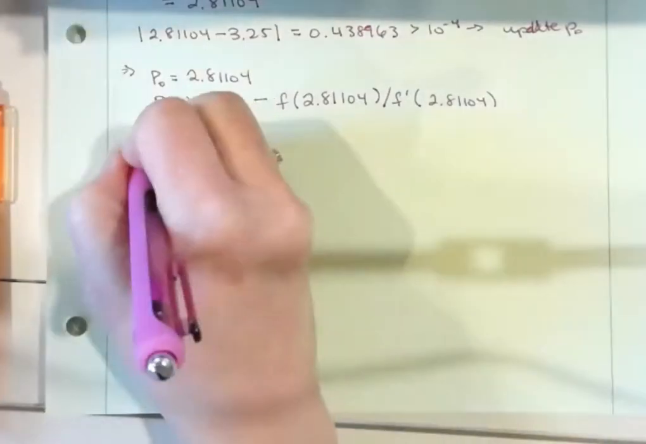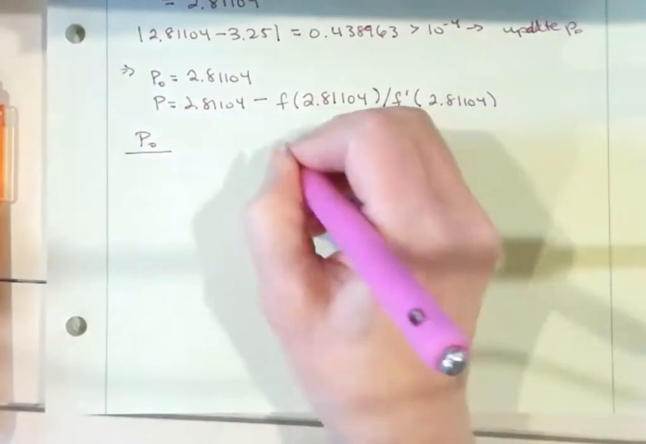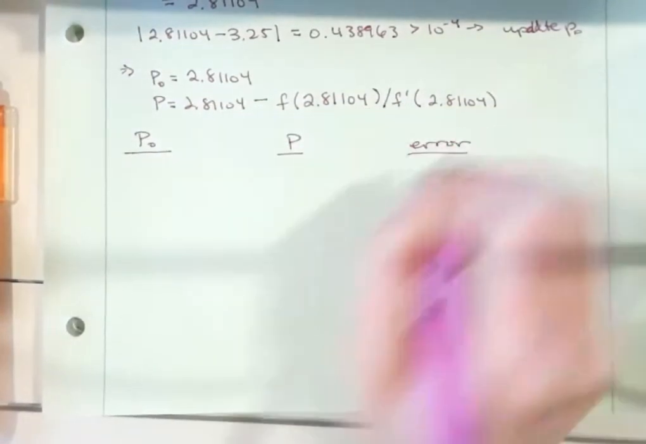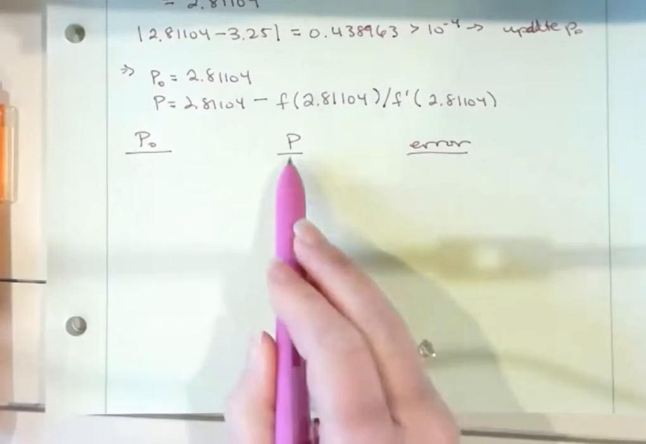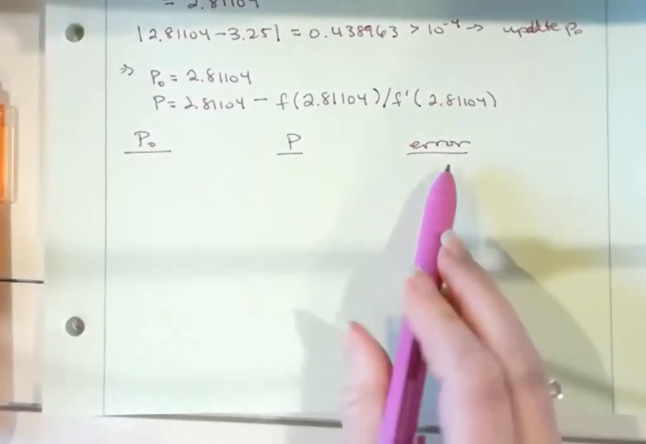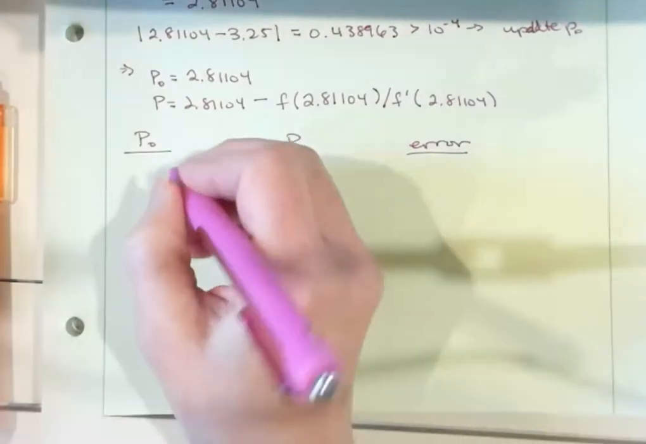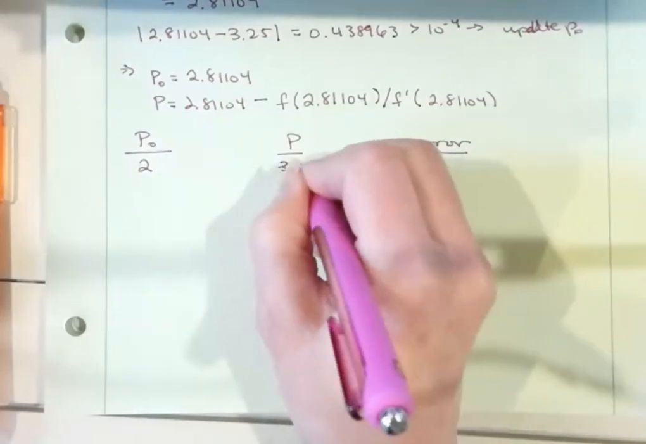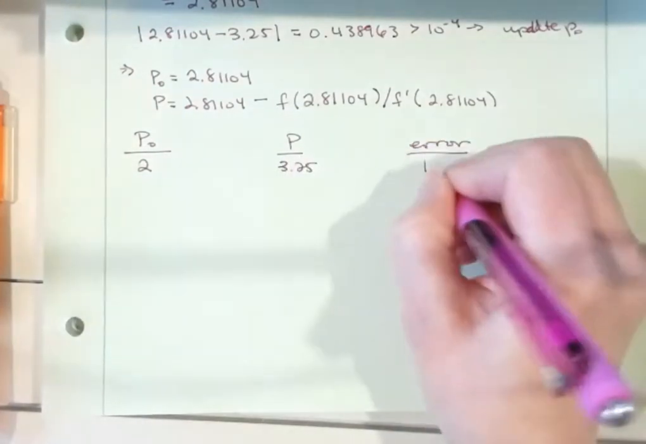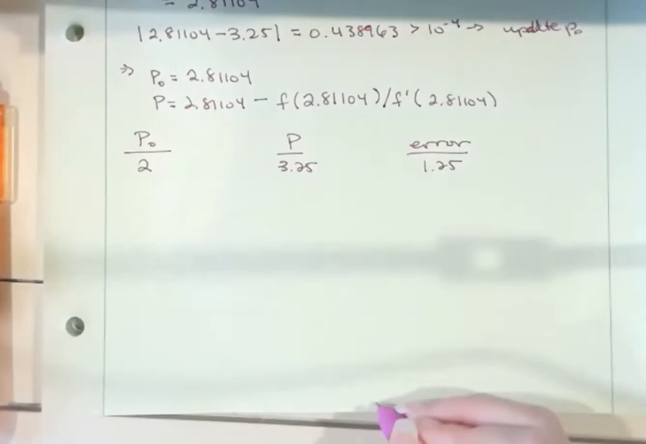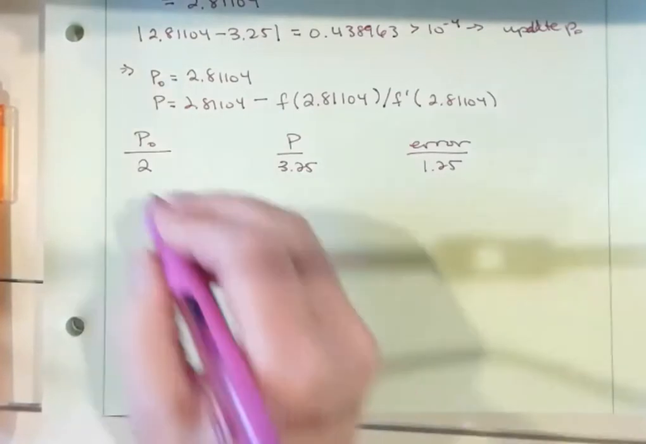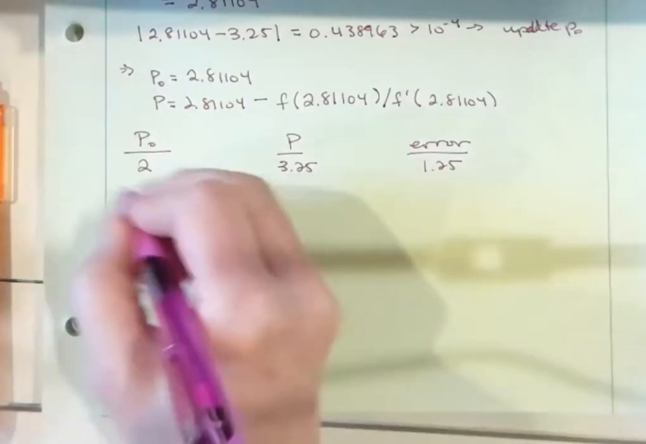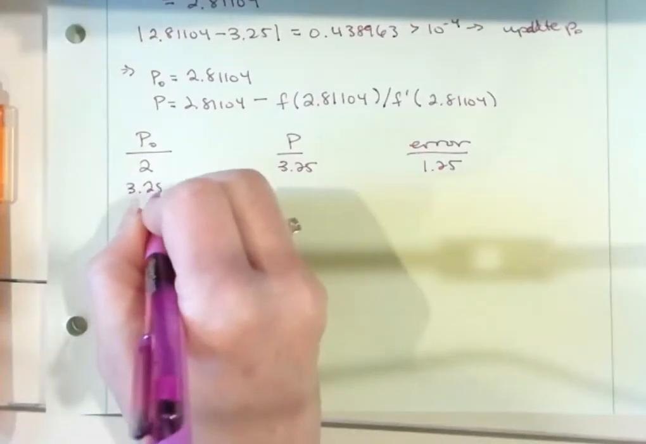But if you went through and did them all, this is what you would get if you had a table of the initial approximation, P, and then the error. All right, so let's fill these out. So first time through, P0 was 2, P was 3.25, the error was 1.25. Okay. So obviously this was greater than tolerance, so we did another iteration.